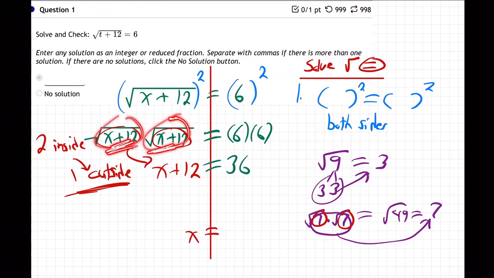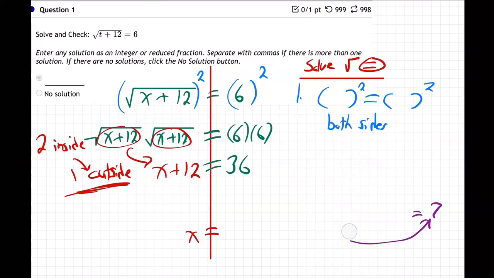2 x plus 12s inside leads to 1 x plus 12 outside, just like 2 7s inside leads to 1 7 outside, or 2 3s inside leads to 1 3 outside. That's what we've been doing all the time for square roots. They're a 2 for 1 deal. So make there be 2 of them inside, and that'll lead to 1 of them on the outside. Now it's piece of cake, isn't it?